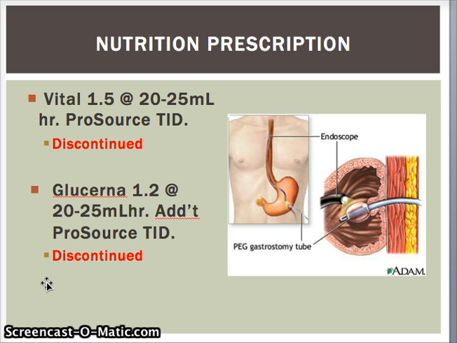The recommended nutrition prescription began with the initiation of Vital 1.5 at 20 to 25 milliliters an hour, with an additional ProSource TID. This was later revised. Glucerna 1.2 at 20 to 25 milliliters an hour with additional ProSource TID was initiated. However, patient complaints of persistent abdominal pain, nausea, and vomiting prompted a change from the above formulas.